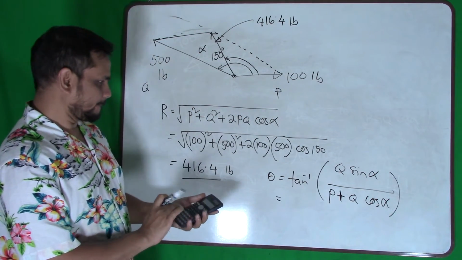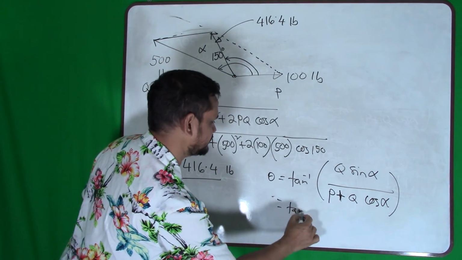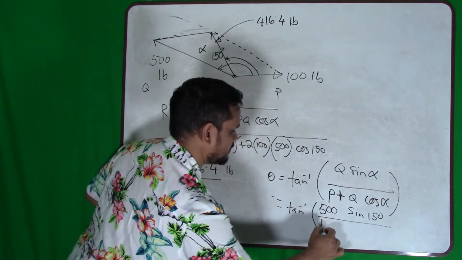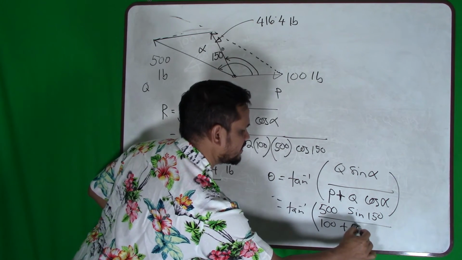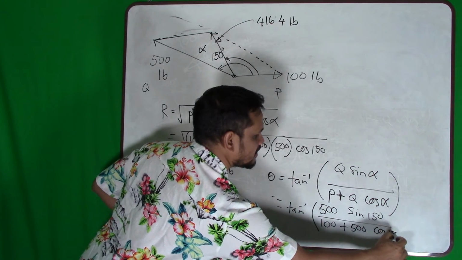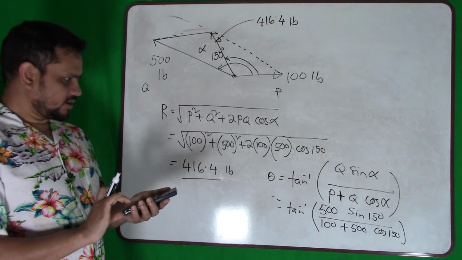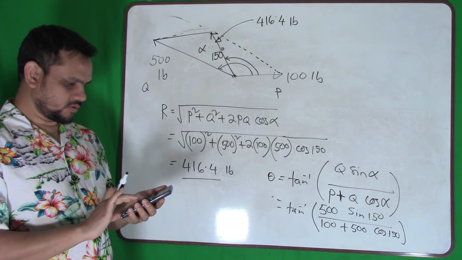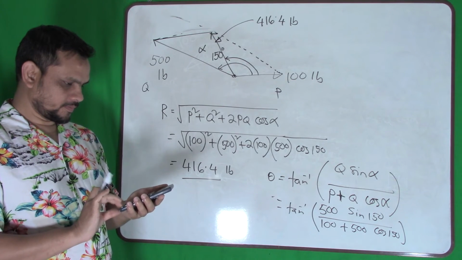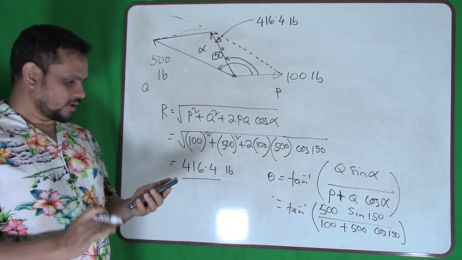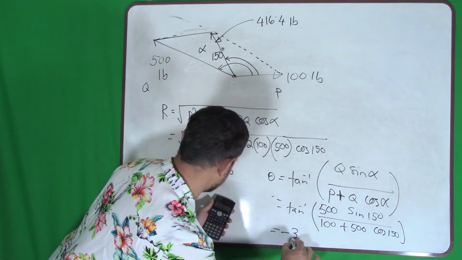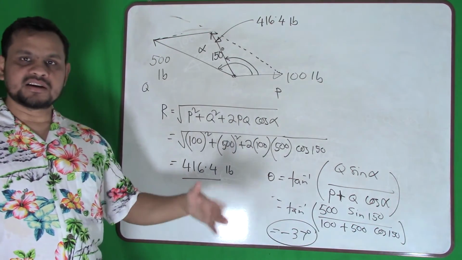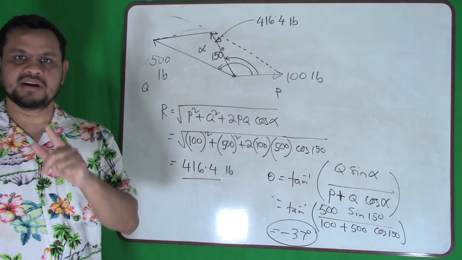Okay, insert the values. Write it down. Q means 500 sin 150, P is 100 plus Q, 500 cosine 150. So 500 times sin 150 divided by P plus Q cosine 150. I got minus 37 degree. It is a negative value. So I got minus 37 degree. Again it is minus, negative.